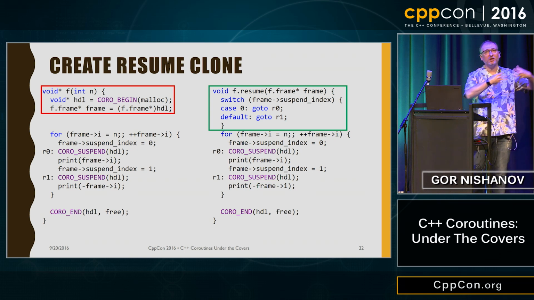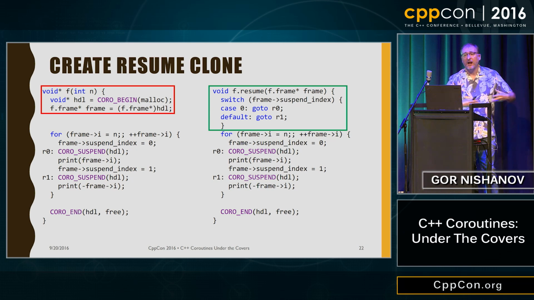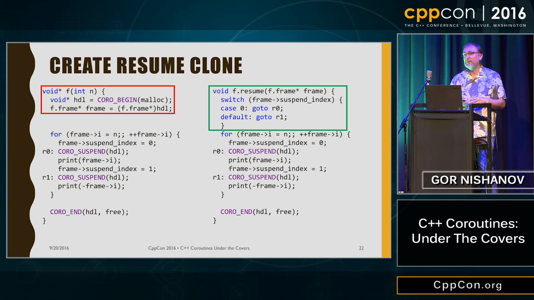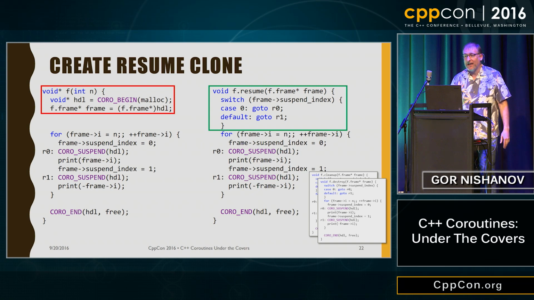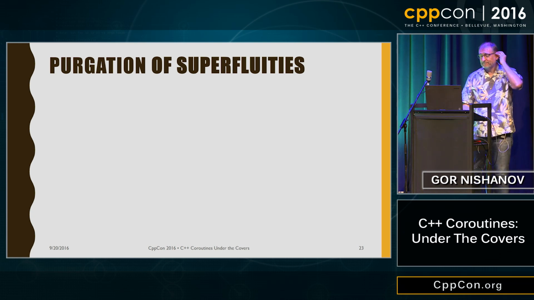So our initial function allocates the coroutine frame and initializes it, and the only thing that we add to the resume is a simple switch, and we will take the coroutine frame as a parameter. And then we clone it again and again. So we'll have 3 more functions like that. So one will be for resume and for destroy. So now we just need to do this thing, purgation of superfluities, something like that.